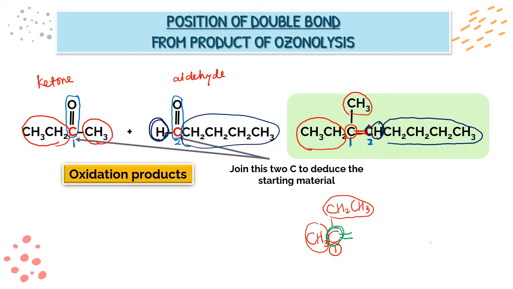Now let's look at another one. Oh, sorry. The name of this compound is 3-methyl-3-octene. So you can try naming it yourself.